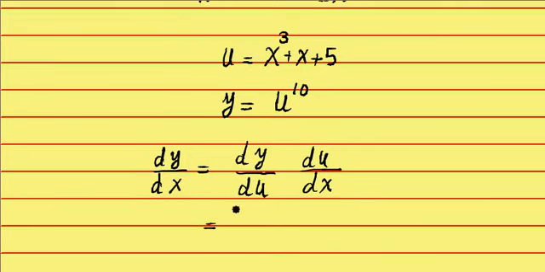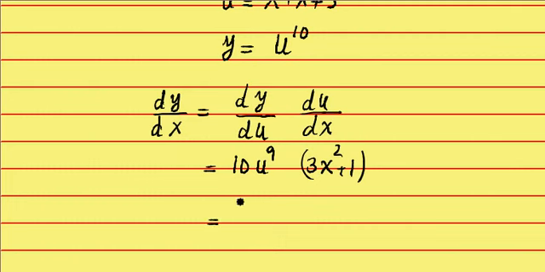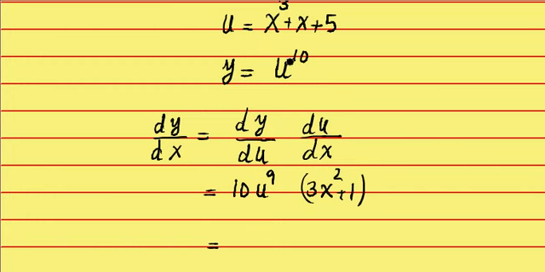Now I go ahead and just do it. dy/du, the derivative of y with respect to u, is just 10u to the power of 9. The derivative of u with respect to x is just 3x squared plus 1. We typically don't like to write our answers in several languages. We want to convert everything to just one language, one variable. So remember, u was x cubed plus x plus 5, so instead of u, I write (x cubed plus x plus 5) to the power of 9 times (3x squared plus 1).